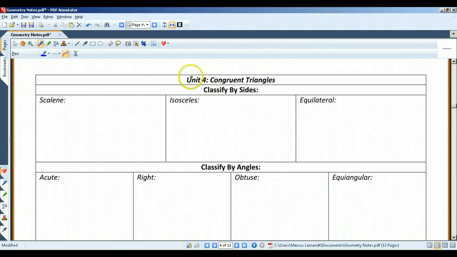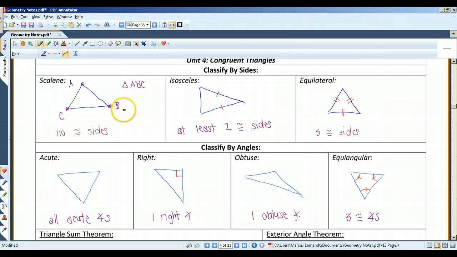Alright, if you guys could please turn to Unit 4, Congruent Triangles. I'm going to fill out some definitions for the first two rows. A triangle is a polygon with three sides. A triangle with vertices A, B, and C is called triangle ABC, like this. This little symbol here is my symbol for triangle.